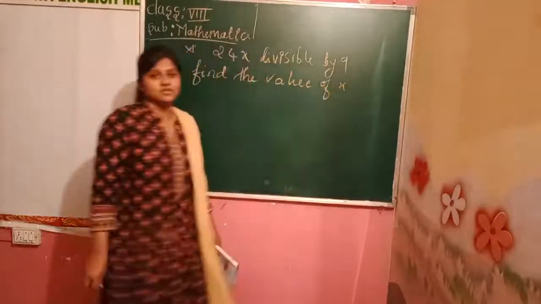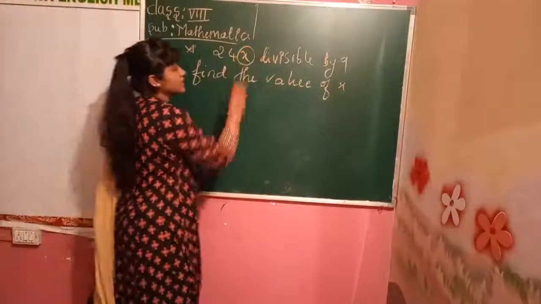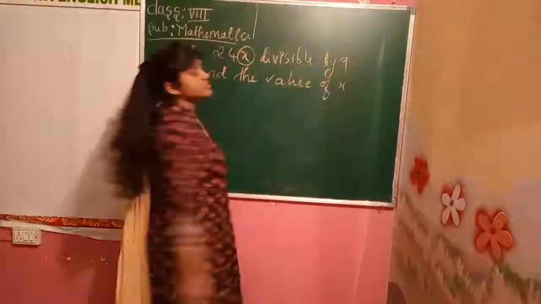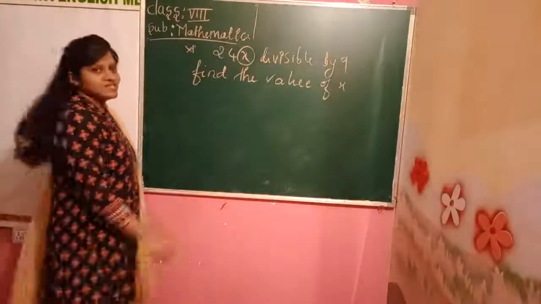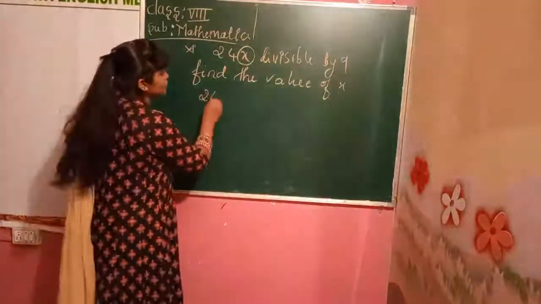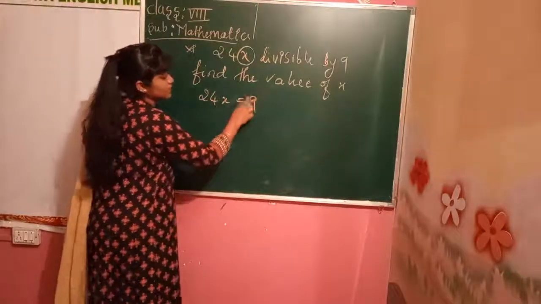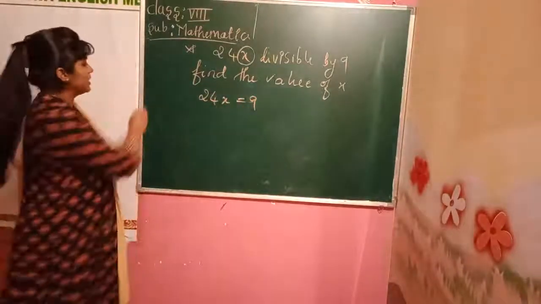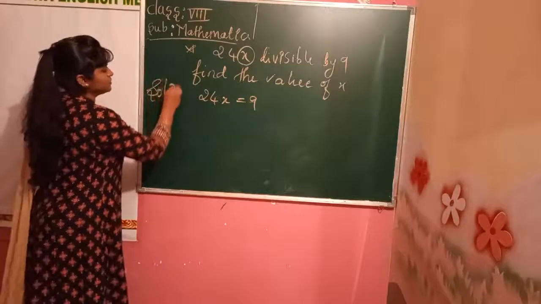We have to find the value of x, and after that we have to check the divisibility of 9. Okay, we'll start now. 24x is equal to 9. This is the solution.